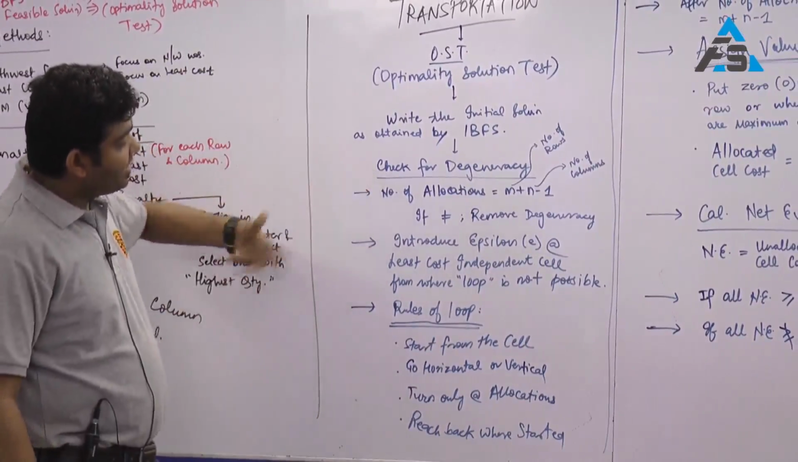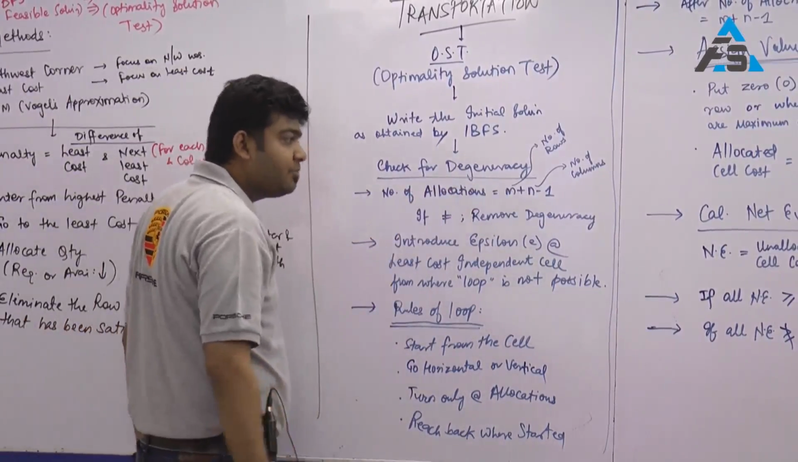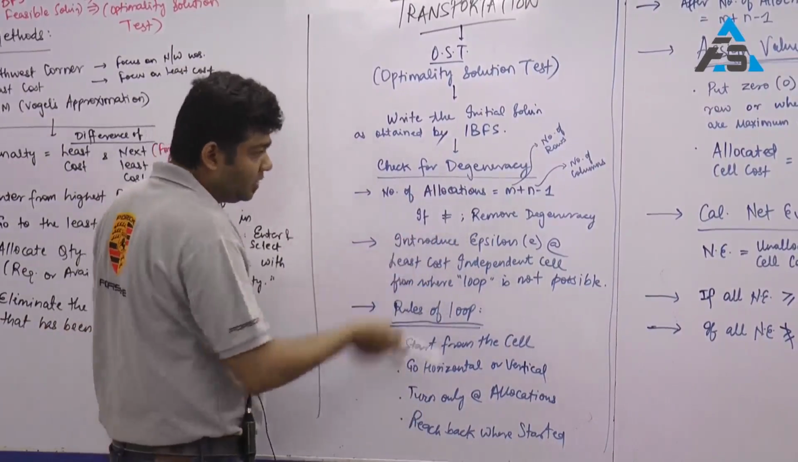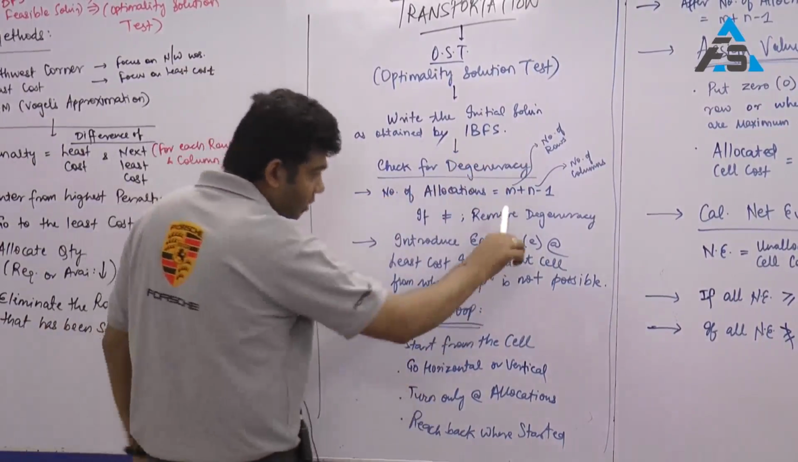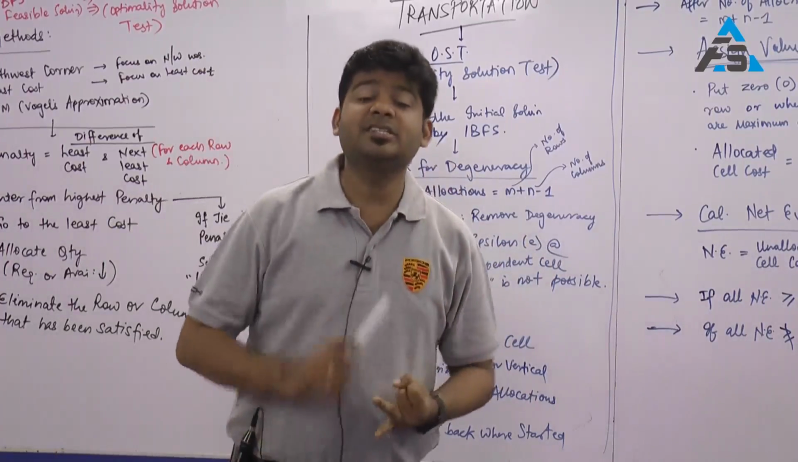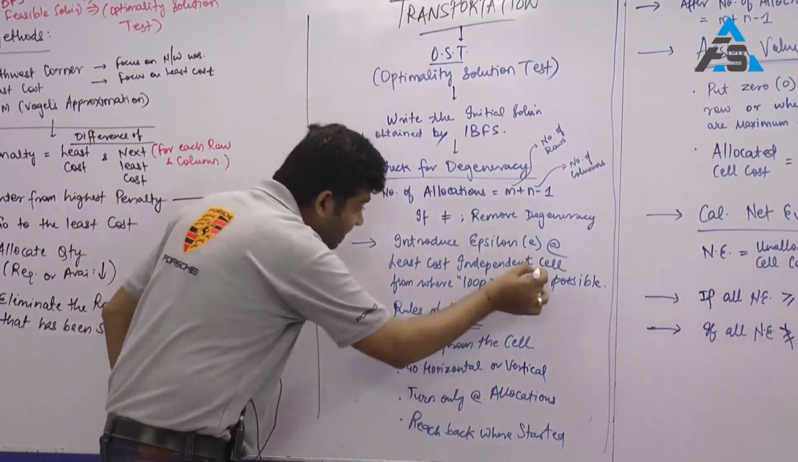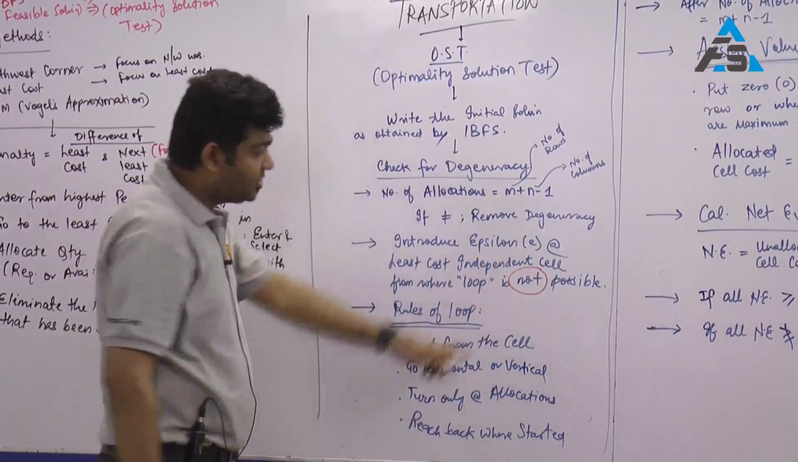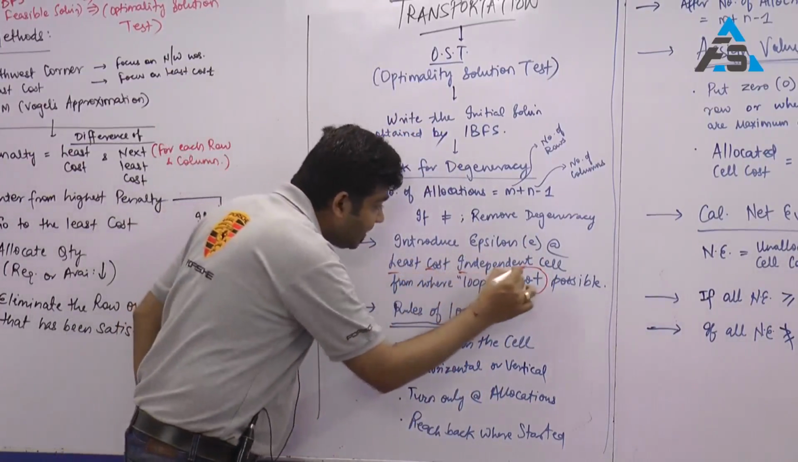So for checking degeneracy, we will see number of allocations should be equal to m plus n minus 1. If it is not equal, we say that it is degenerate, and we remove degeneracy. How do you remove degeneracy? By introducing epsilon at least cost independent cell from where loop is not possible. Pay attention to the minute wordings here. So, least cost independent cell.